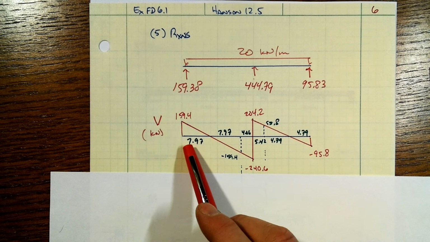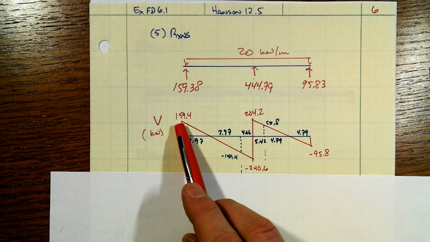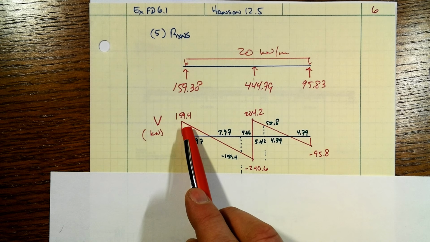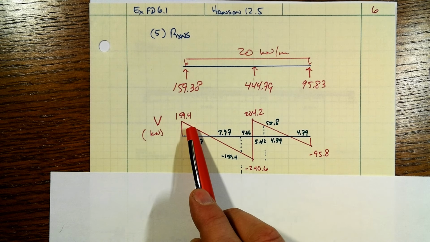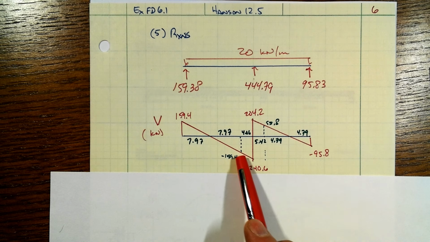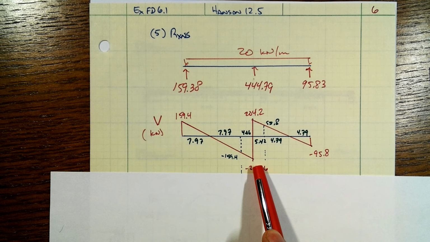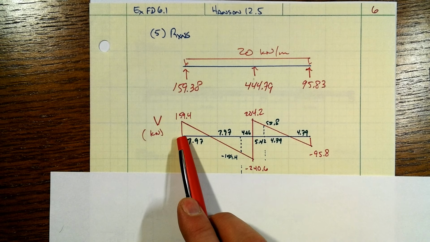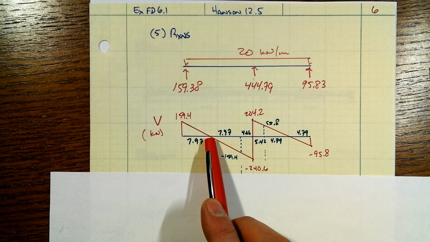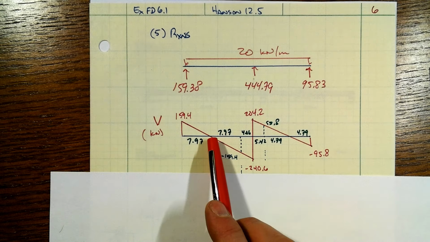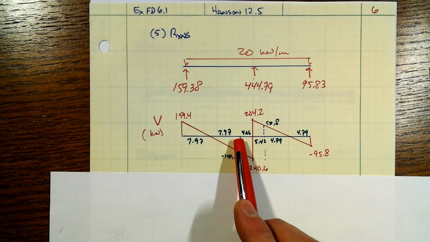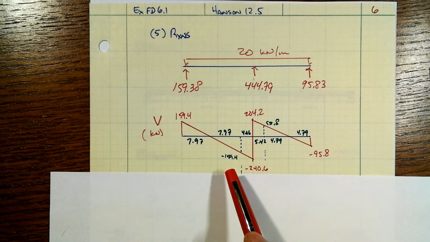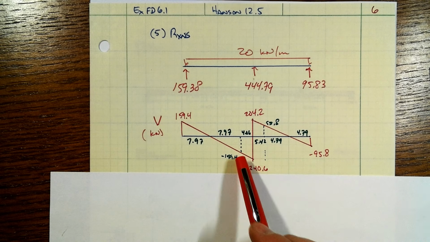We follow up with the reaction at the left. We follow then with a slope according to the load downwards. At every meter there's a drop of 20 kilonewtons, all the way over to 240.6. And we note here by similar triangles that going from the shear at the left to zero shear is 7.97 meters. And then likewise, if we go another 7.97 meters, we'll end up with the mirror reflection of that shear. That's going to be a useful thing for us on the moment diagram.